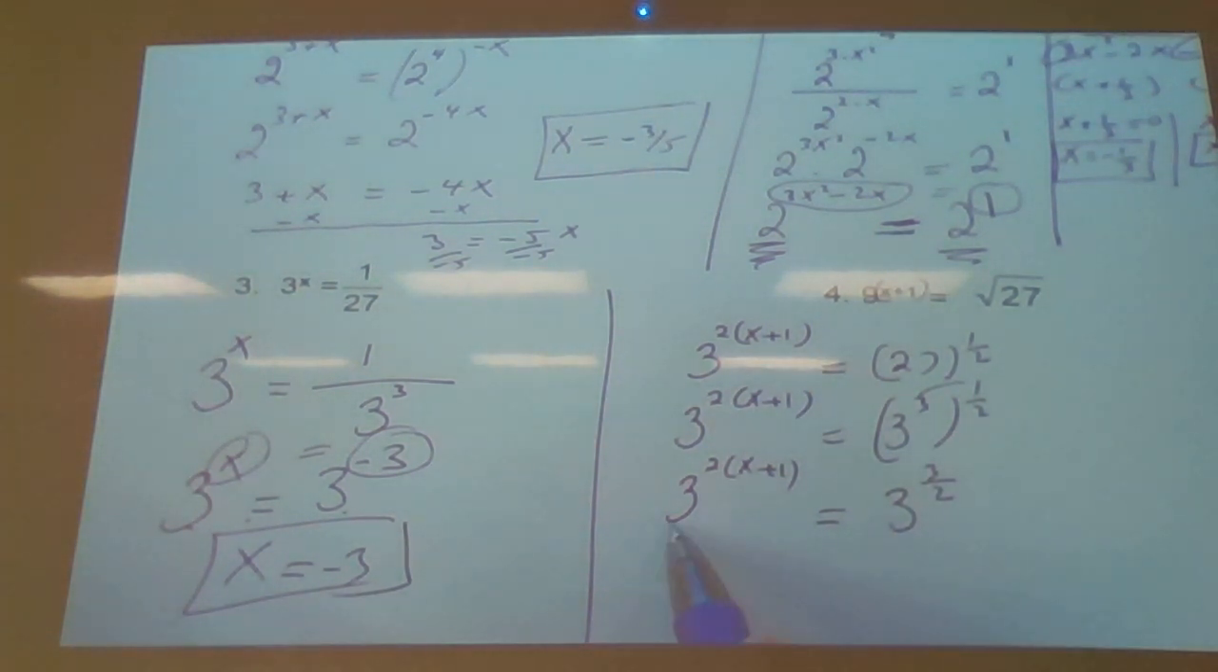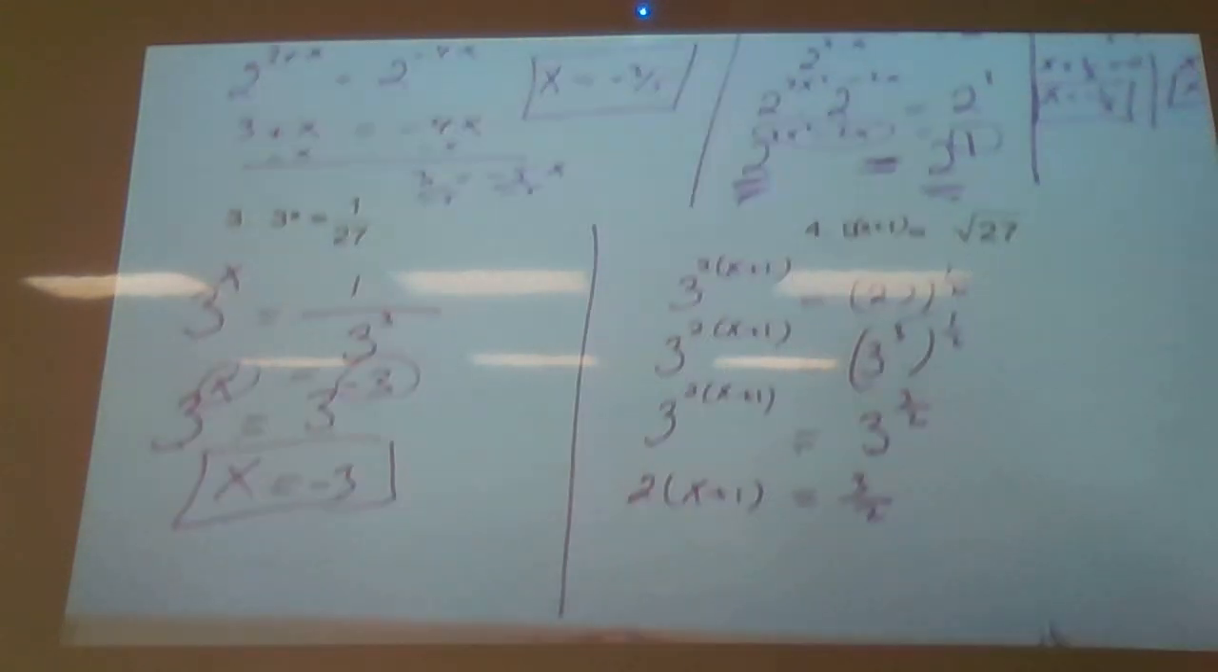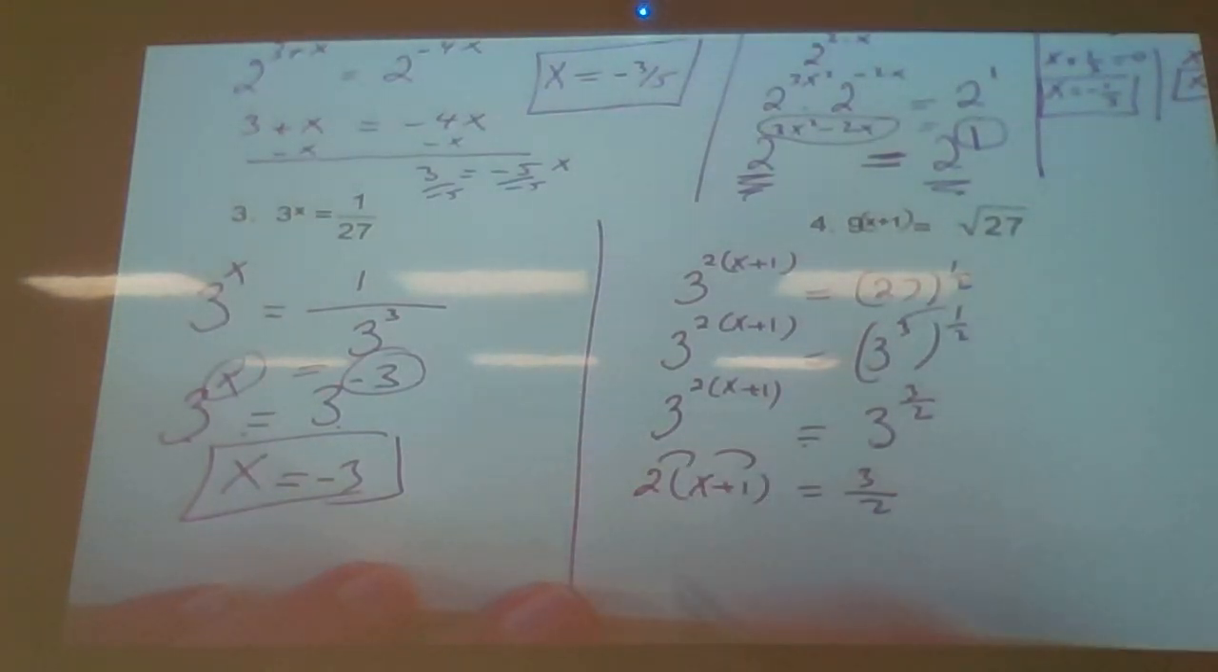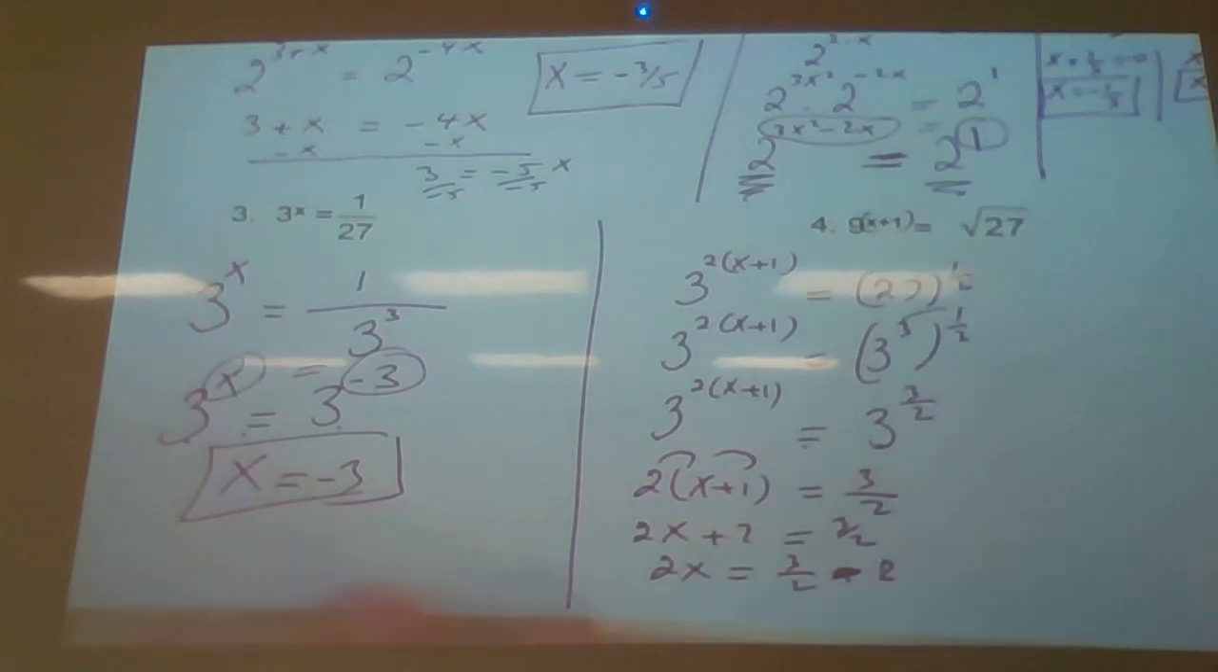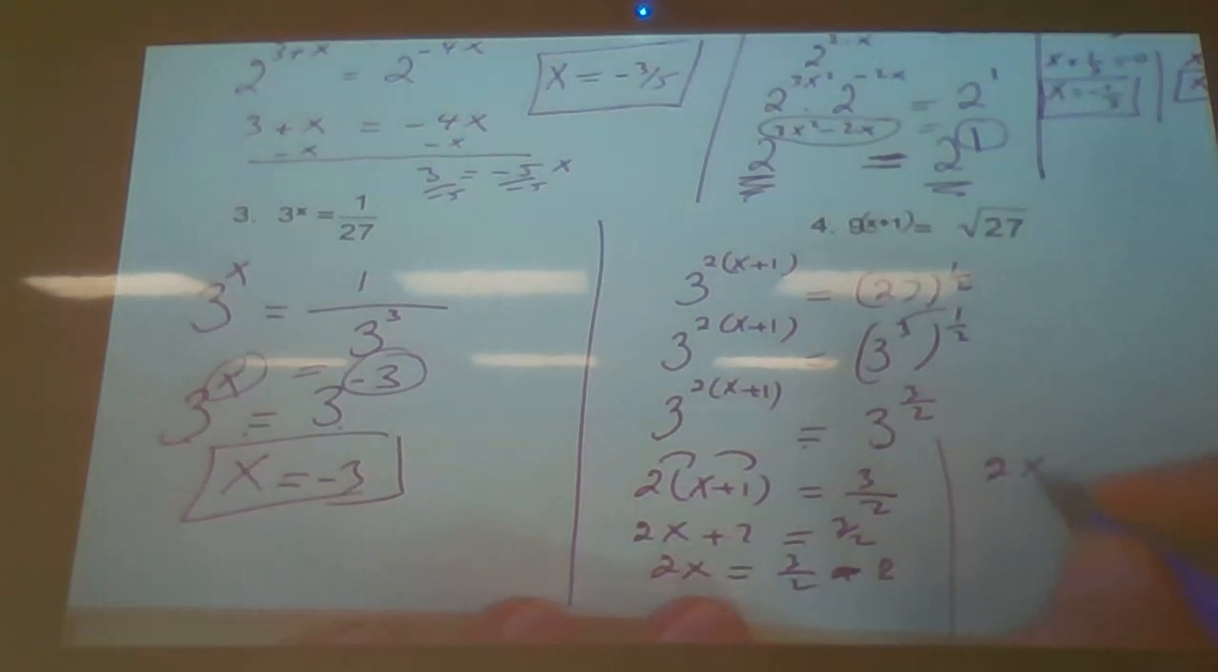Now you fixed it. Same base, equal sign. The rule says you take those powers, those exponents, you set them equal to each other, and you finish the algebra, and you solve for x. So we're going to end up with 2x equals 3 over 2, minus a 2. Sorry, subtract the 2 over. So I have a 2x is equal to negative 1 half. So x is equal to negative 1/4.